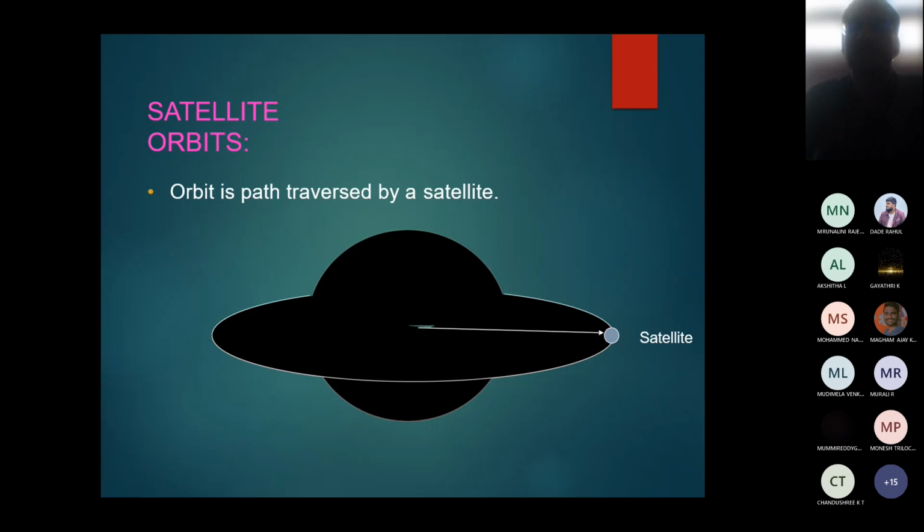If you see, I try to show a three-dimensional picture of the orbit. The black circle represents your Earth, and this is the satellite which is rotating around the Earth. Orbit can be defined as the path through which the satellite is rotating around any celestial body, or the path through which it is rotating around the Earth. That is called the orbit.